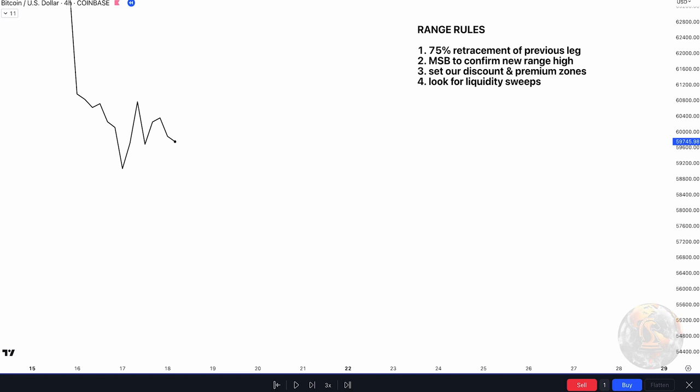I'm using bar replay to watch one form as if it were in real time. We can talk through it as it forms, what you want to look out for. There are rules, 4 simple rules for range trading that I have. The first one is you want to see a 75% retracement of the previous leg down.